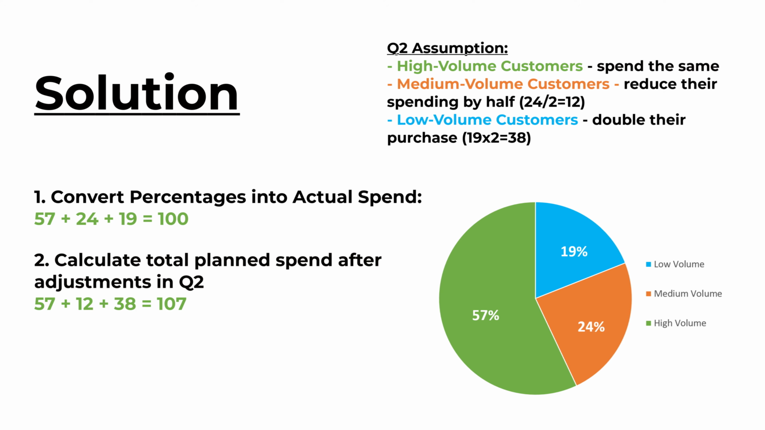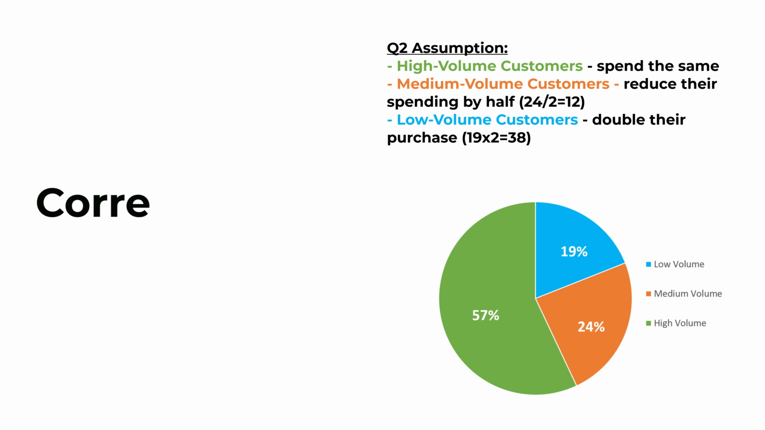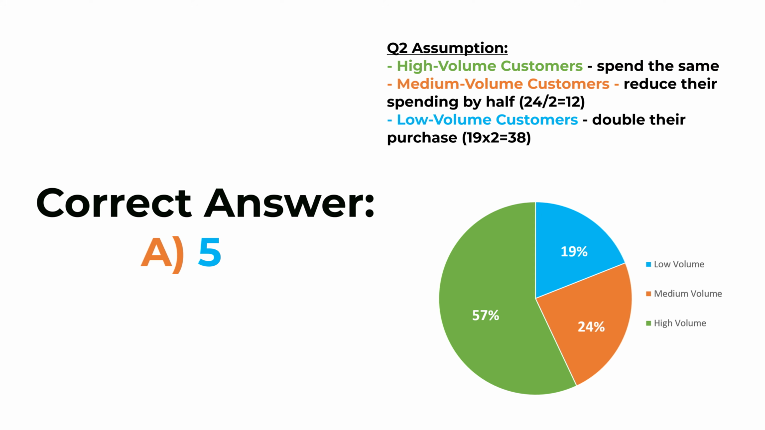To calculate the Q2 percentage spent for high-volume customers, we need to divide 57 by 107 and multiply it by 100%. So the new percentage value is 53.27%, which matches closest to choice A. So the correct answer here is choice A, 53%.